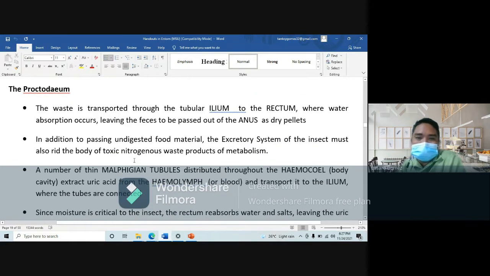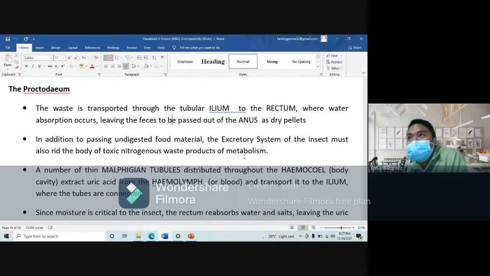In addition to passing undigested food material, the excretory system of the insect must also rid the body of toxic nitrogenous waste products of metabolism. So through its excretory system, i-release niya ang toxic nitrogenous waste product of metabolism.